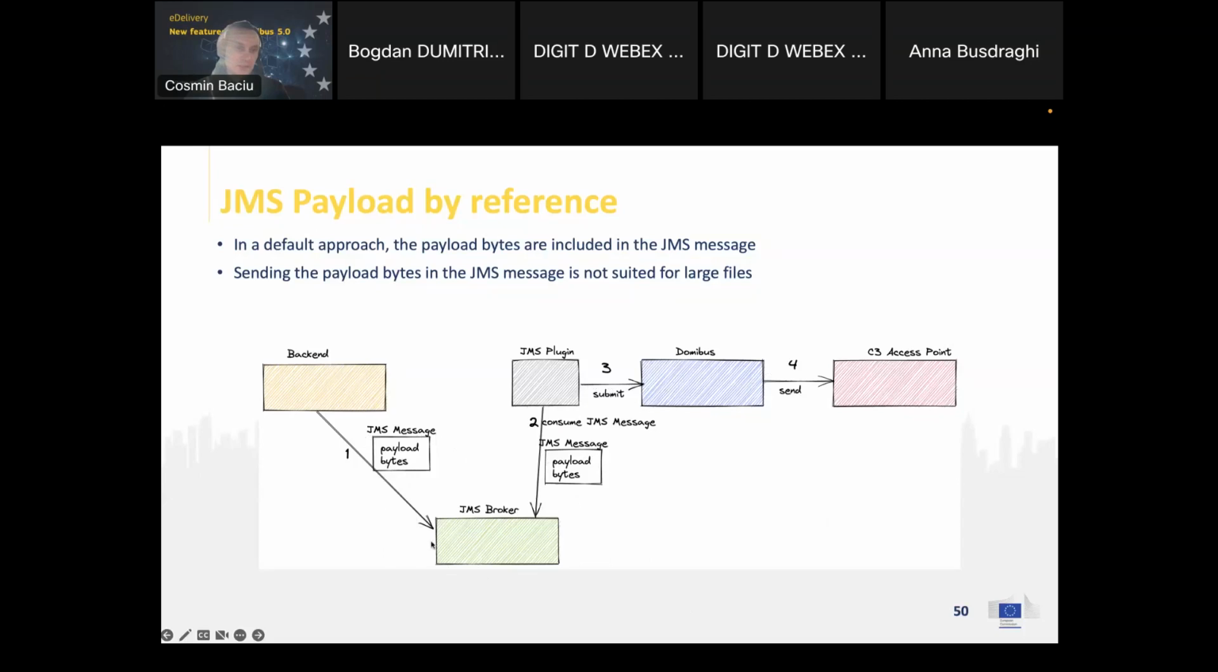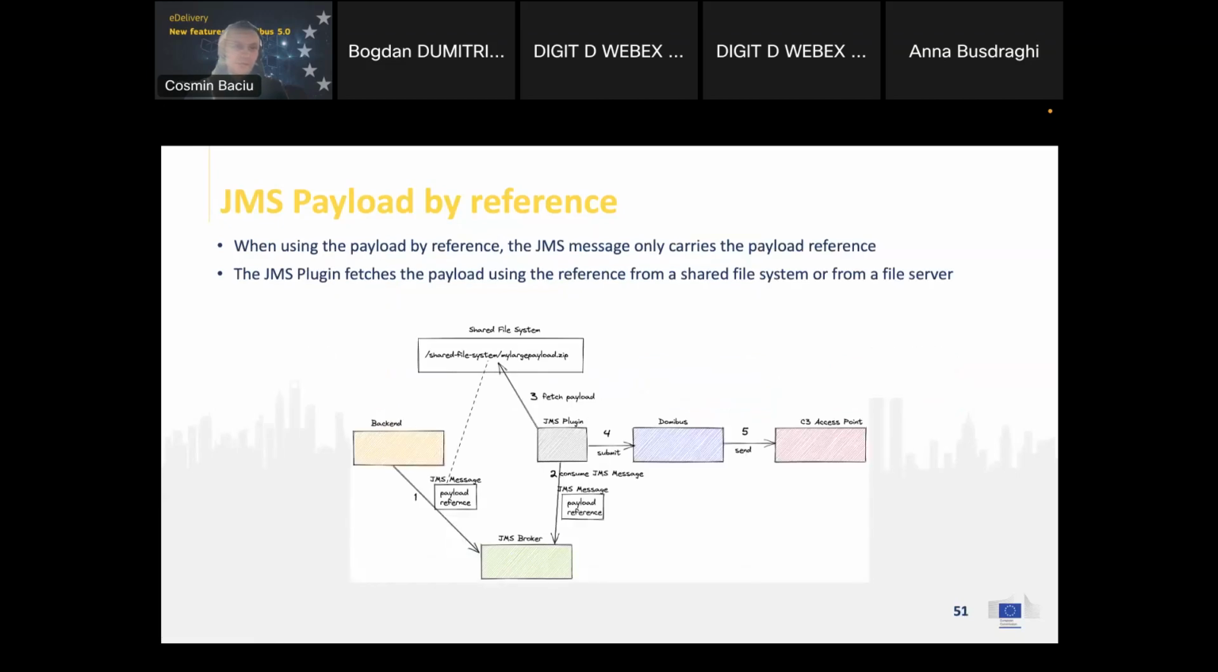This is perfectly fine if you have small payloads, but once you have bigger payloads, let's say more than 10 megabytes, maybe even more, it starts to be problematic because JMS brokers are not meant to be used with large files. So how do you deal with the situation?